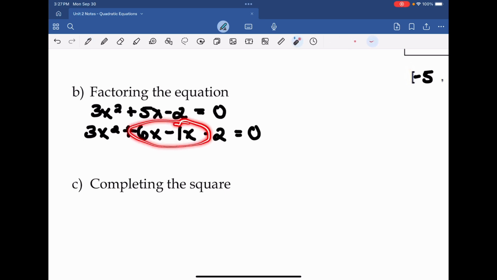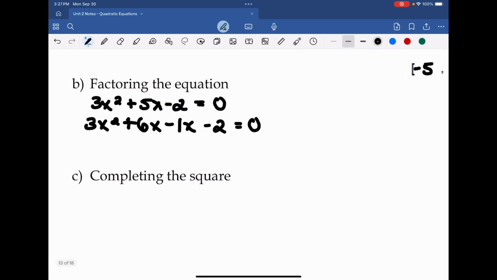Because if I multiply 6 and -1 together, this gives me -6. You add a +6 to a -1, it gives you this 5 that we wanted as our middle term. Now we know at this point we need to factor by grouping. I'm going to take the first two, underline them, the second two, underline them.